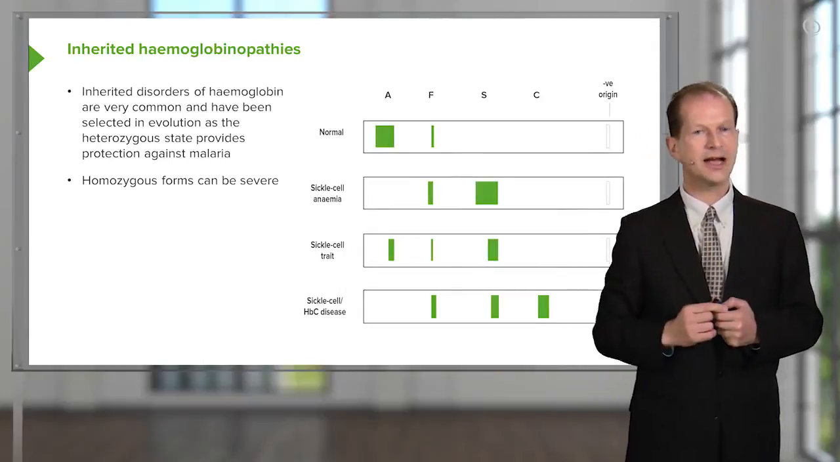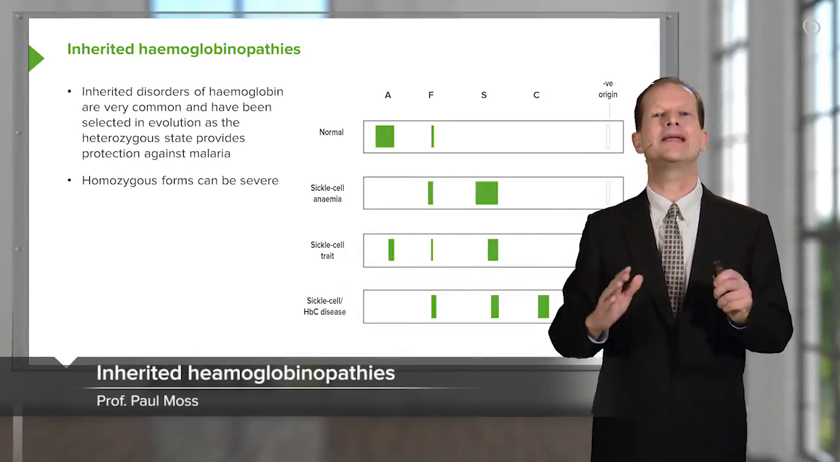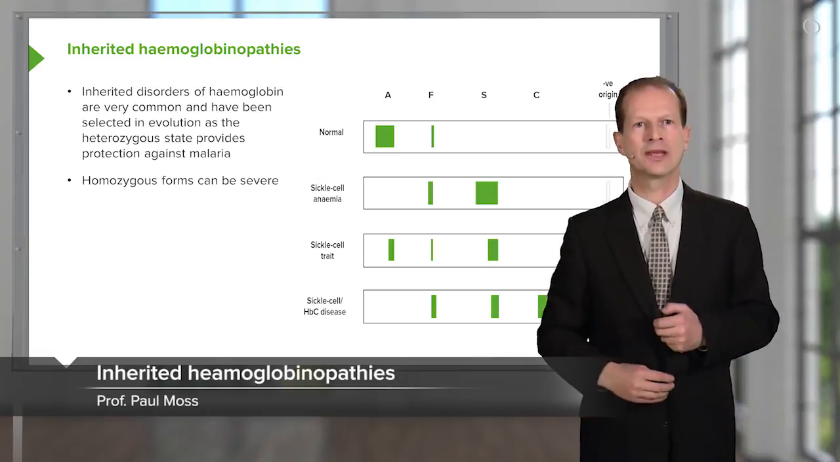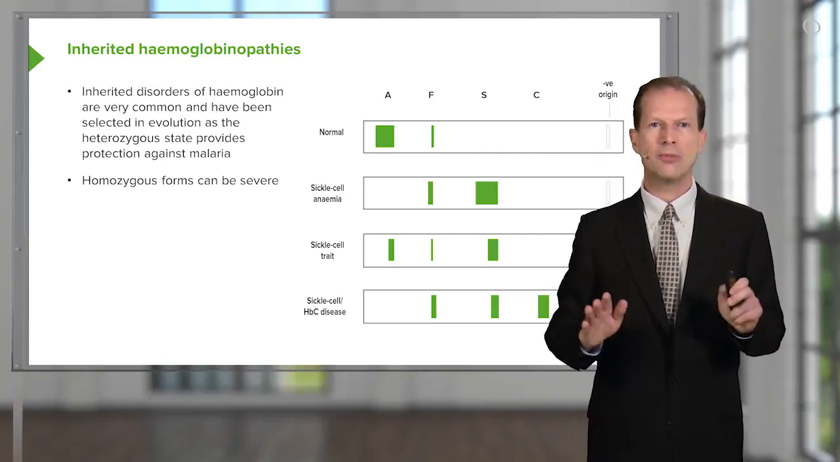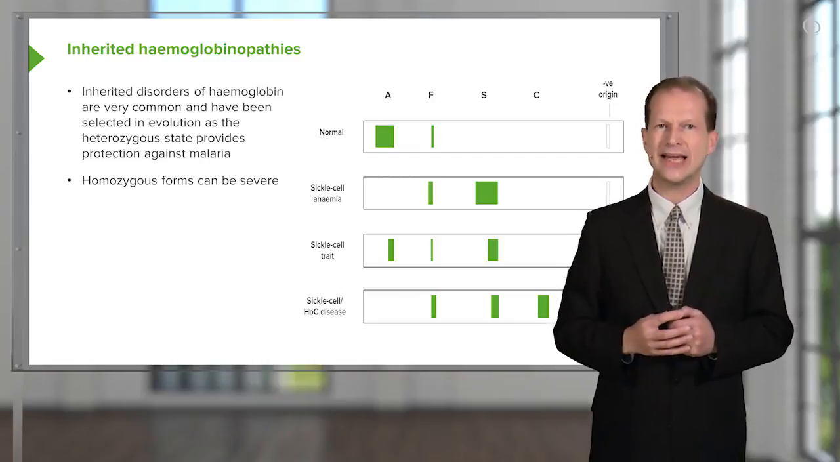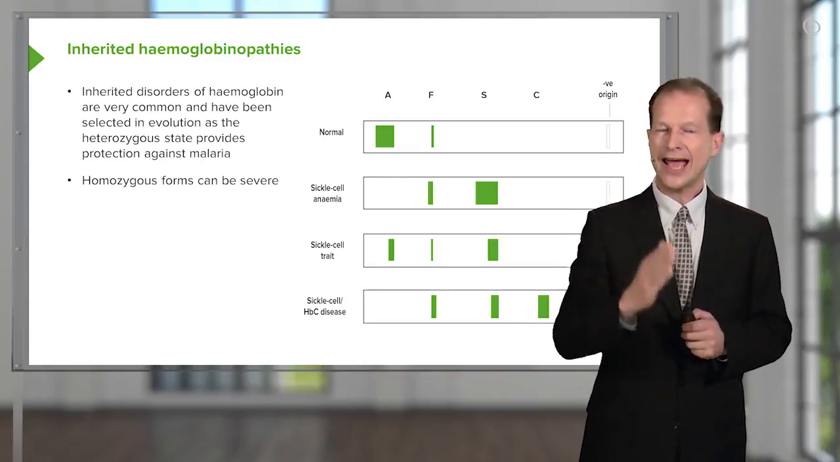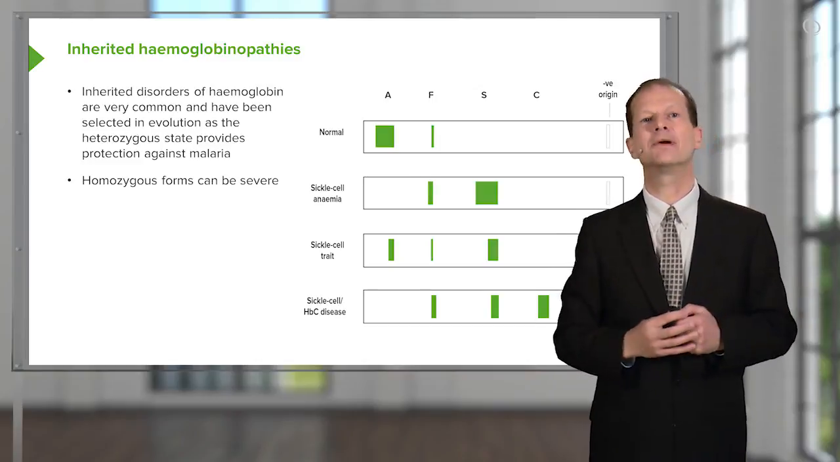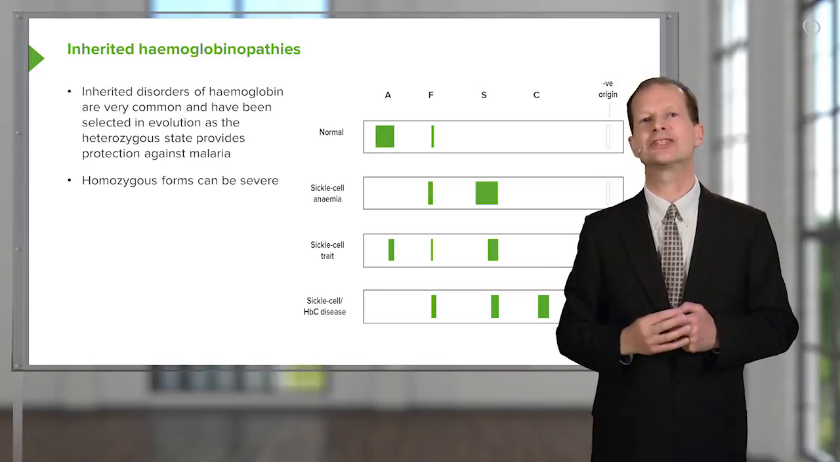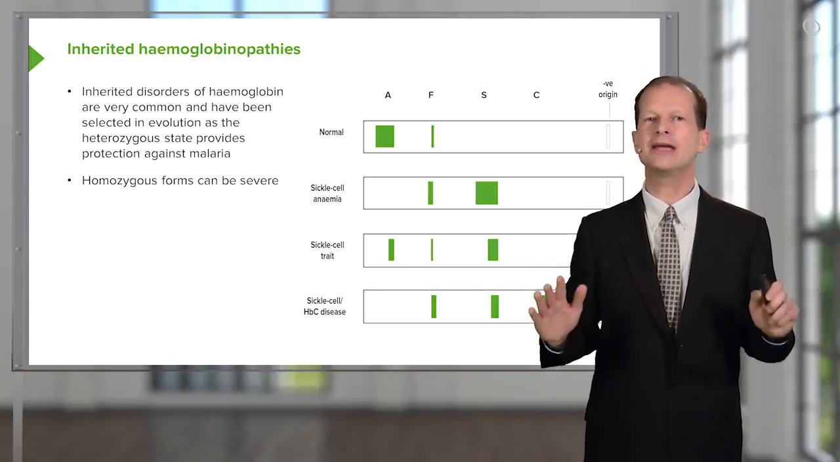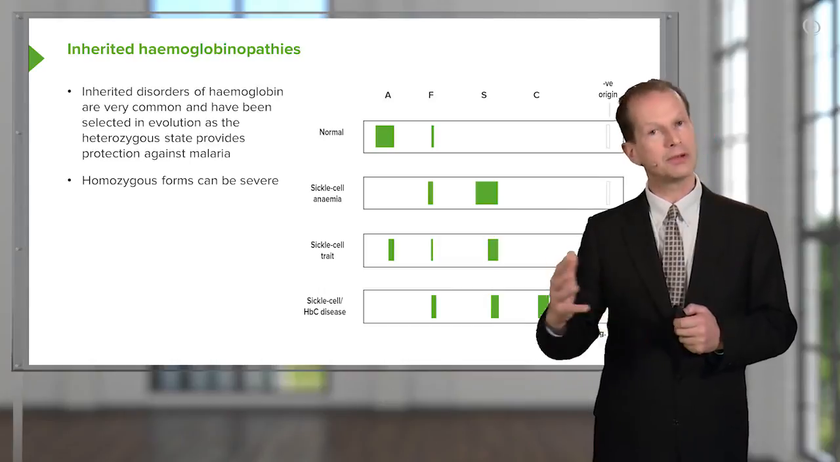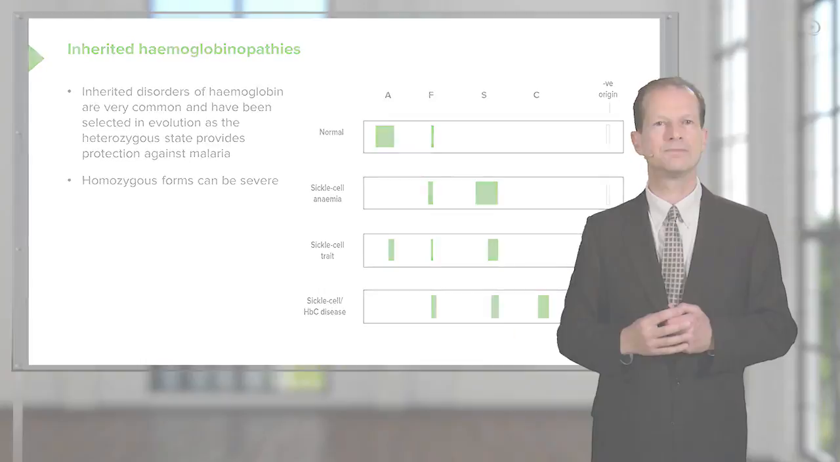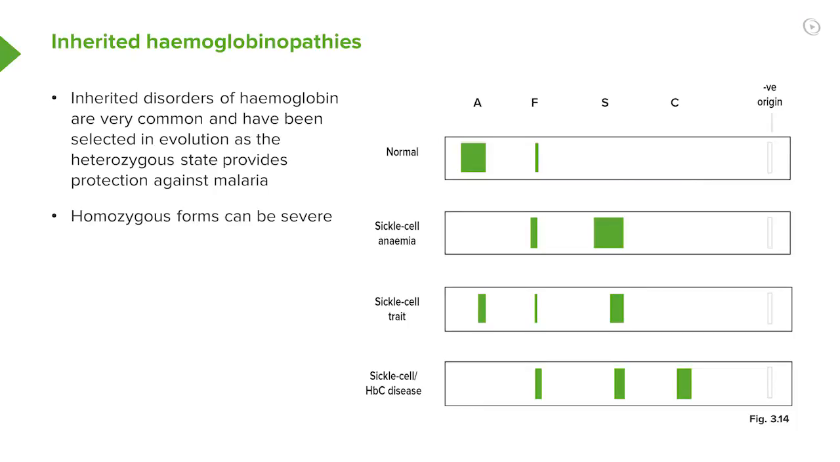Finally, the third inherited cause of hemolytic anemia, inherited hemoglobinopathies. These are very common, and we're now pretty sure that they've been selected during evolution because a heterozygous state, although it's not clinically insignificant in the patient, provides protection against severe malaria. Malaria has had a big influence on the genetic makeup of people who live in malarial regions. But unfortunately, homozygous forms, a bad gene from your mum and your dad, can be very severe disorders.